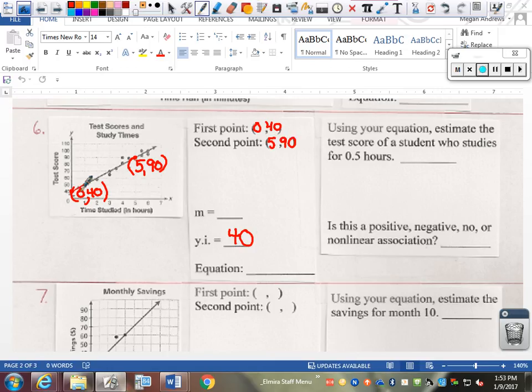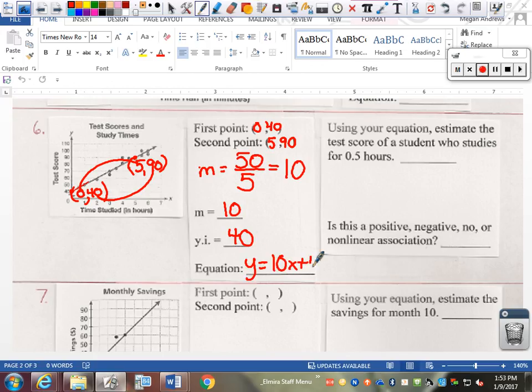All right, so my x value goes from 0 to 5. So that means I had a change of 5. And my y values went from 40 to 90. It went up by 50. 50 divided by 5 is 10. So my slope is 10. So my equation would be y equals 10x plus 40.